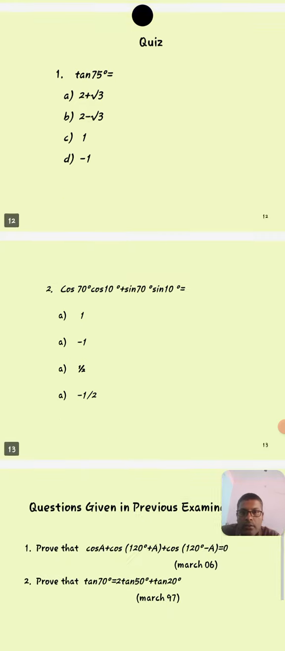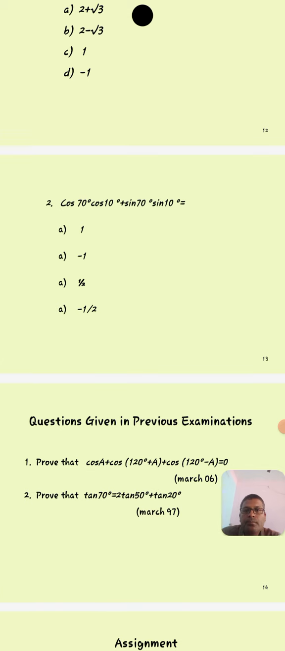Now second question, cos 70 degrees cos 10 degrees plus sin 70 degrees sin 10 degrees is equal to what? Option A is 1, B is minus 1, C is 1 by 2, D is minus 1 by 2. What is the suitable formula? Cos A cos B plus sin A sin B, the cos of A minus B formula.